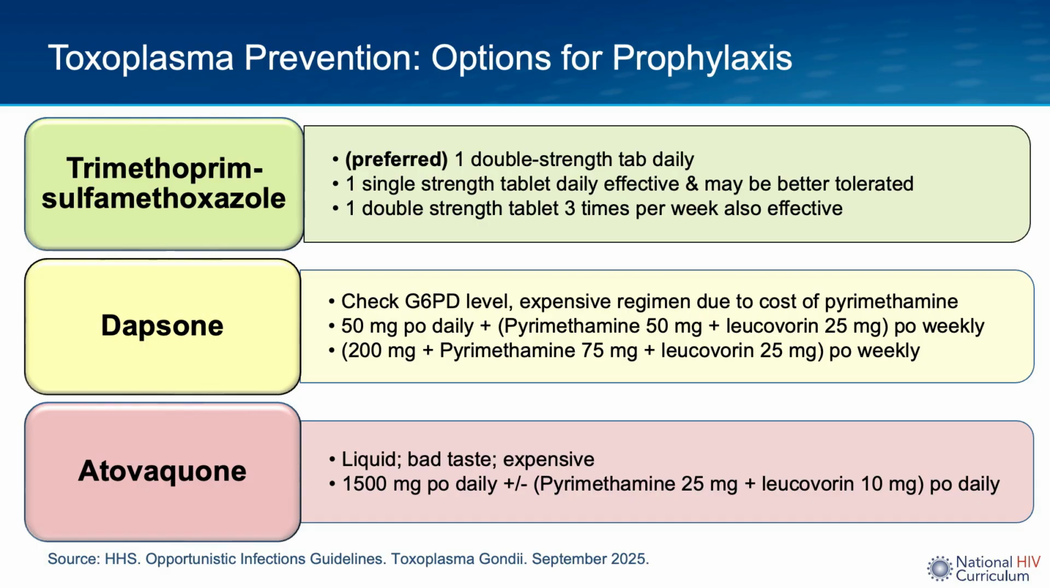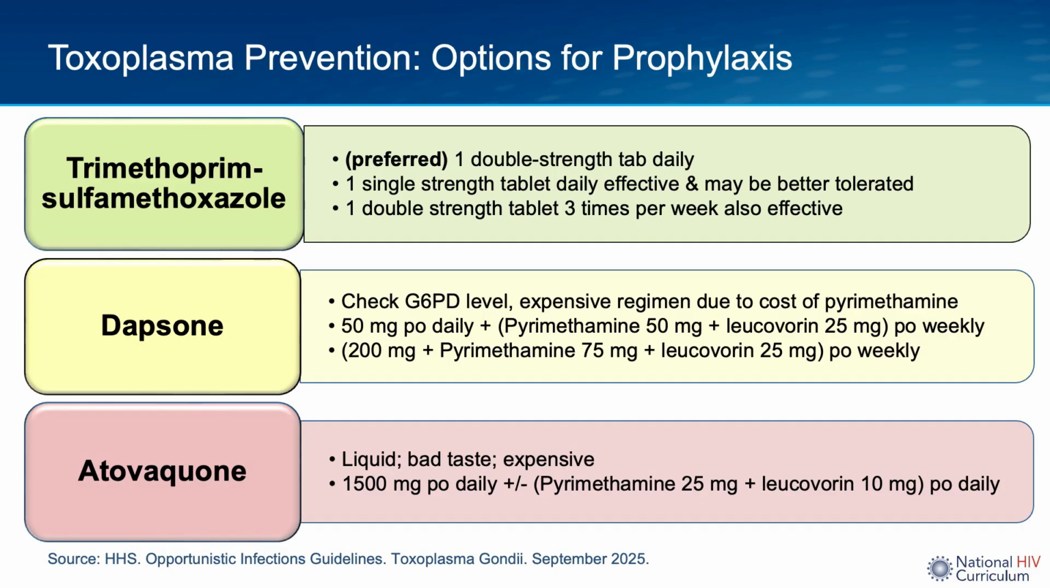Alternative dosing options for trimethoprim sulfamethoxazole include taking a single-strength tablet once a day or taking a double-strength tablet 3 times a week. Alternative regimens for individuals who are intolerant of trimethoprim sulfamethoxazole include 2 options. One is a combined regimen of dapsone, pyrimethamine, and leucovorin. Remember here that you must check a G6PD level prior to administering dapsone, as if you give dapsone to someone with G6PD deficiency, you can cause a hemolytic anemia.